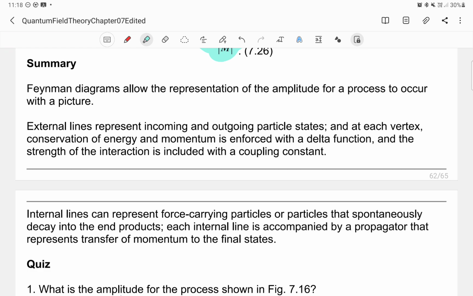Each internal line is accompanied by a propagator that represents transfer of momentum to the final states, but the propagator there should be noted, because it could be a spin 0, a spin 1/2, a boson, which is integer spin, or half integer spin. So they have different expressions for the propagator. And even so, if you have a boson and it's a massless boson, then the mass is 0, so it's another expression.